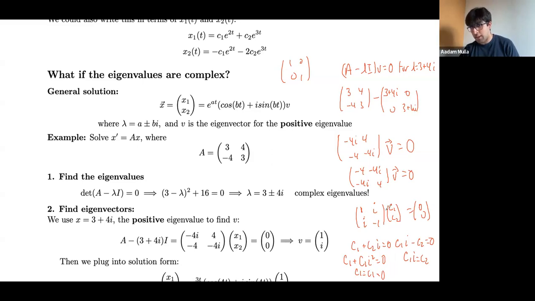So in this case, what I'm seeing is, okay, if I choose 1 for C1, then i works as a number for C2, right? Because 1 and i will make this equation true. So that's how you could find your eigenvector. Okay. So now we have the eigenvector for the positive eigenvalue.